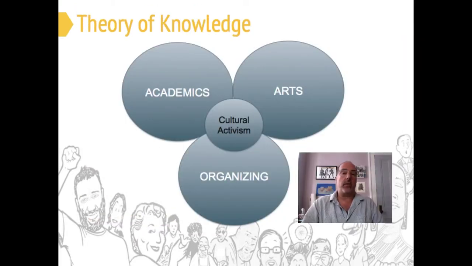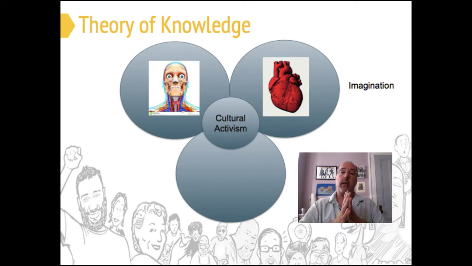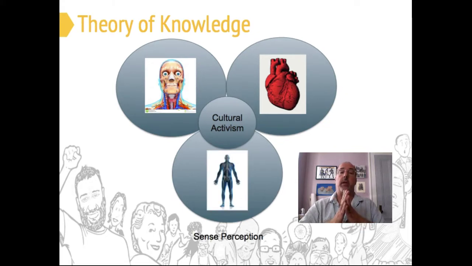Each practice has its own strengths and weaknesses, but together we believe they can spark a transformative learning experience for your students. So academics is the realm of the head, and knowledge comes mainly through reason. The arts is the realm of the heart, and knowledge comes mainly through the imagination. Community organizing is the realm of the body, and knowledge comes mainly from sense perception. And the idea is that it's the experience of being at the crossroads of these three ways of knowing over a sustained period of time that triggers transformation and growth.